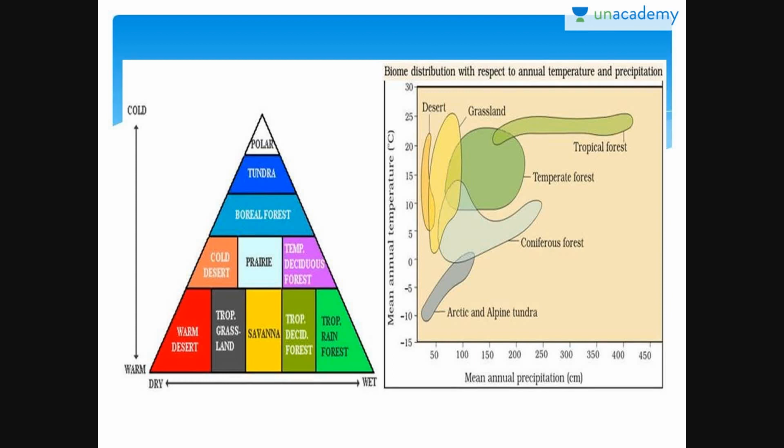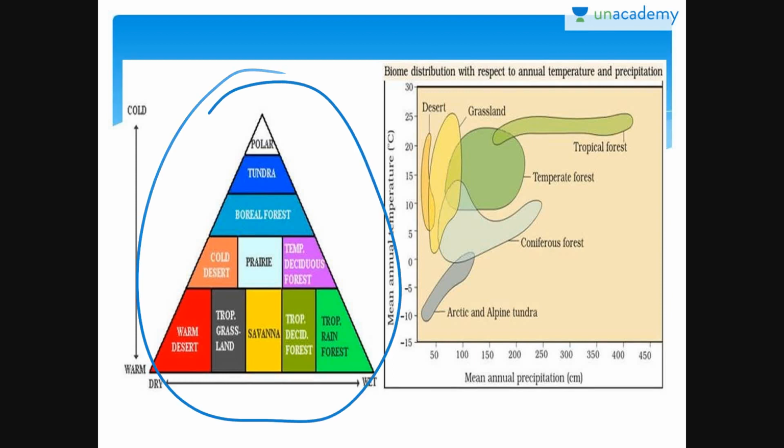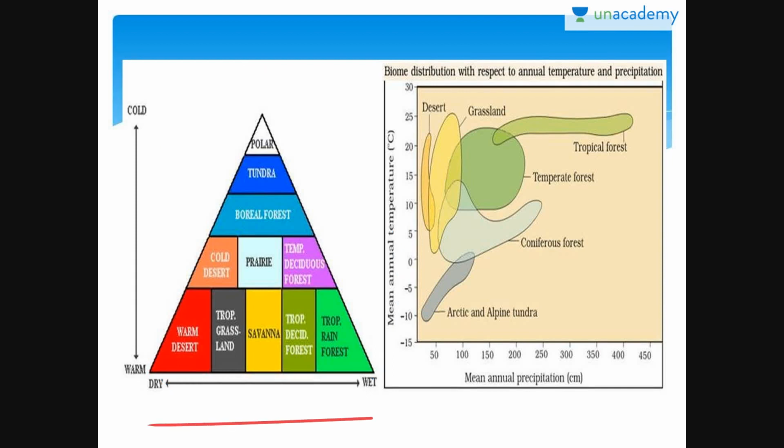If you see here on the left hand side, this pyramid depicts from left to right how the climate changes from dry to wet, and then top to bottom is decrease in the cold weather, and it becomes warmer and warmer. And on the right hand side below, you see the mean annual precipitation in centimeters, highest being in the tropical forest. And on the left hand side, you see the mean annual temperature, which is decreasing along the axis, which is again highest in the desert area and in the tropical forest as well.